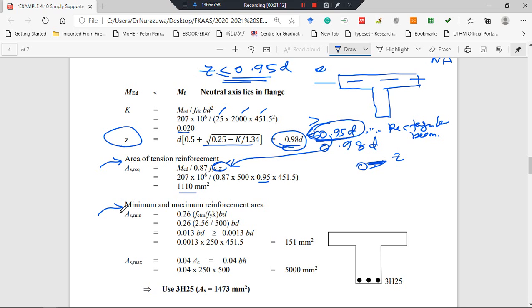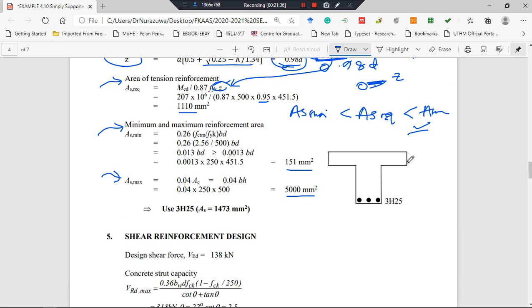And we check the minimum and maximum reinforcement. So we get the minimum reinforcement is 151 and the maximum reinforcement is 5000. Thus our AS required is larger than AS minimum and also less than AS maximum. So okay. Then we provide based on this 1110 square.